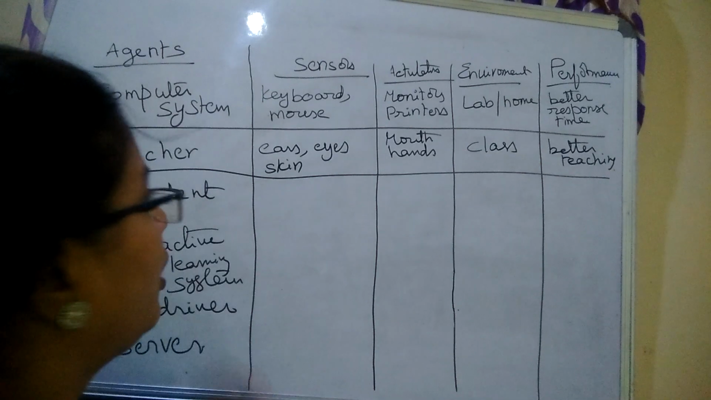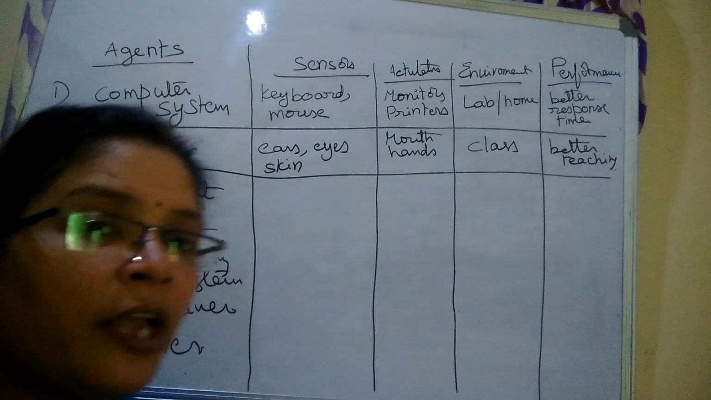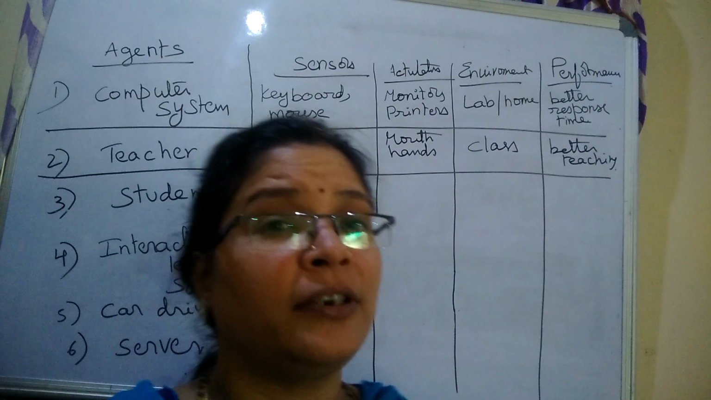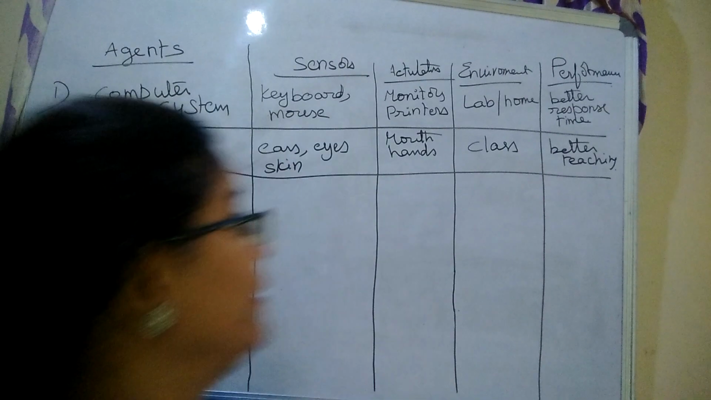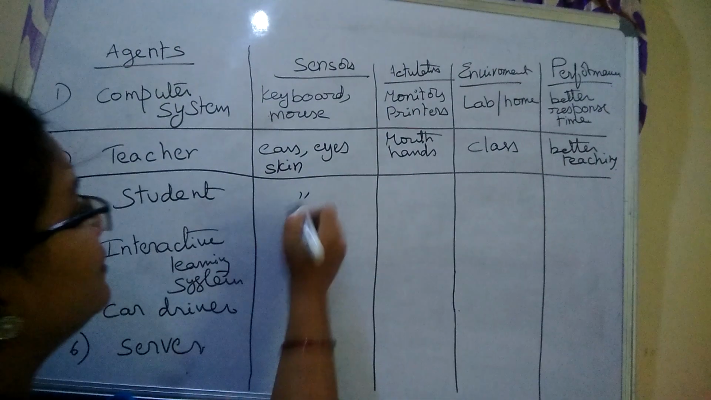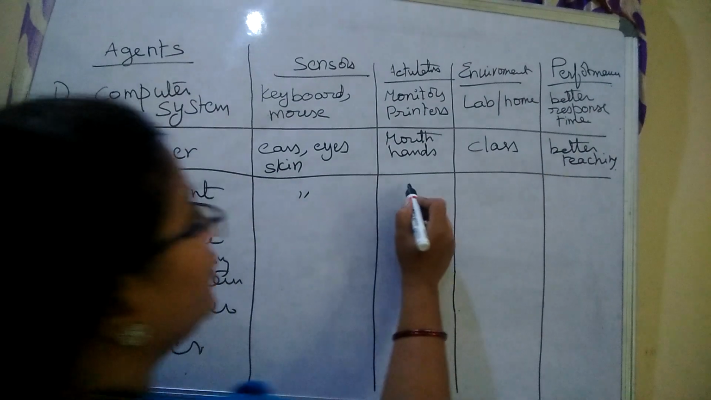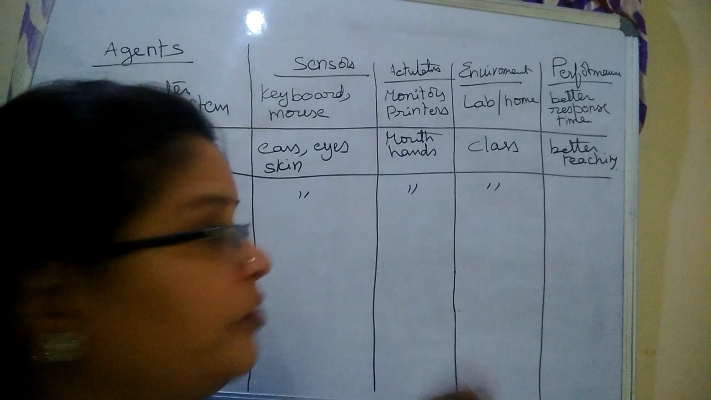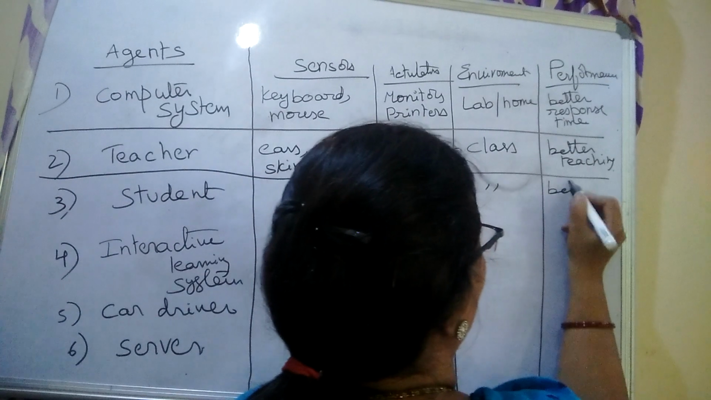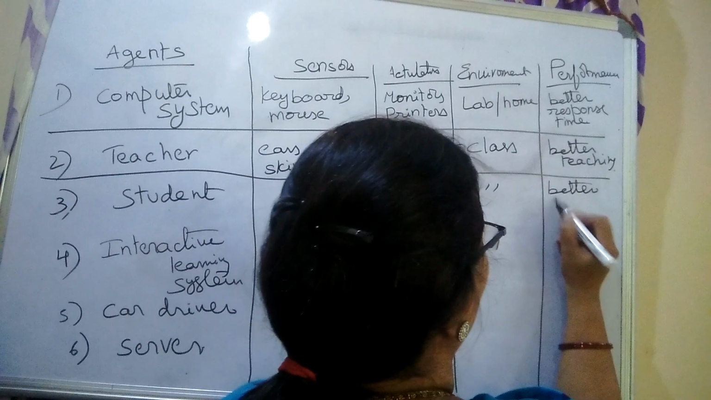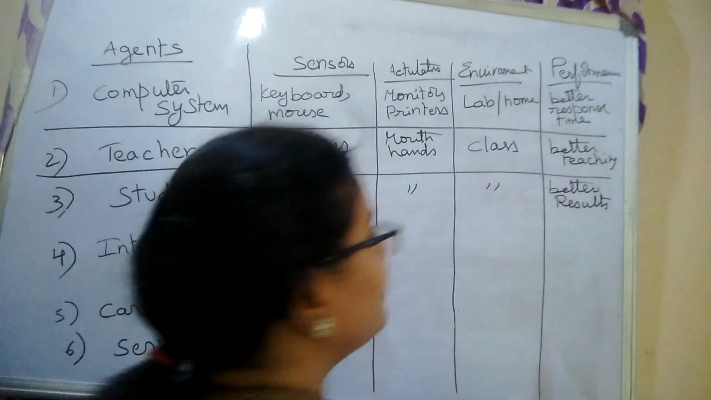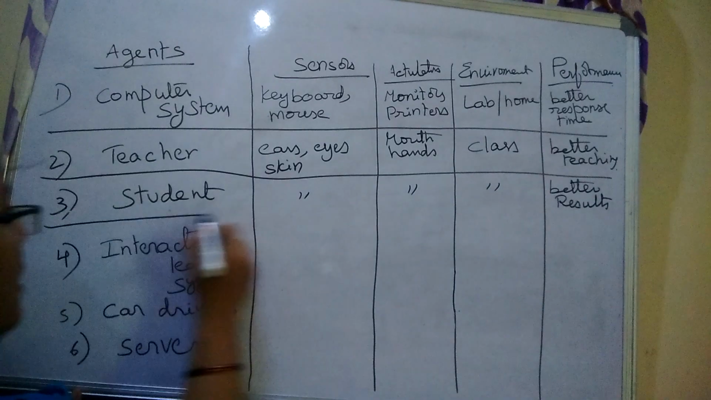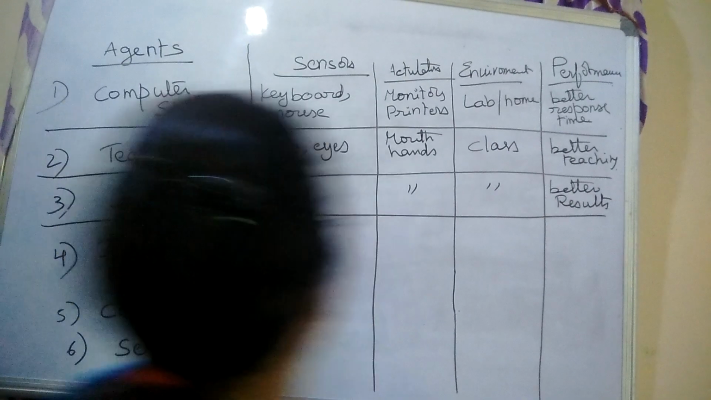Okay. Next we talk about student. What is a student actually? He is also a human agent. For each and every human agent, the sensors and actuators are the same. So what are the sensors for a student? Ears, eyes, skin, same. Actuators, same. Environment, same. But the performance varies from teacher to student. So what is the performance of a student? Better results. If we obtain better results, then we can say that the student is a good student. So these are the PEAS for a student agent.